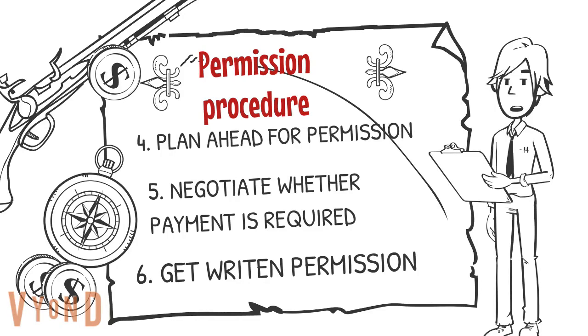Step 5. Negotiate whether payment is required. Sometimes, the owner of the work will not require payment if the amount you wish to use is small, or if the owner wishes to contribute to an educational or non-profit effort. Step 6. Get it in writing. Relying on an oral agreement or understanding is almost always a mistake. Get written permission agreements. Do not rely on oral agreements.